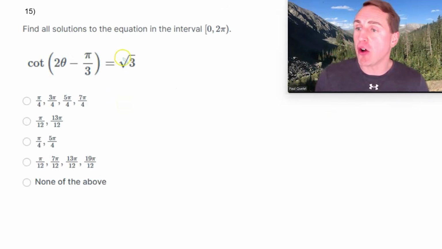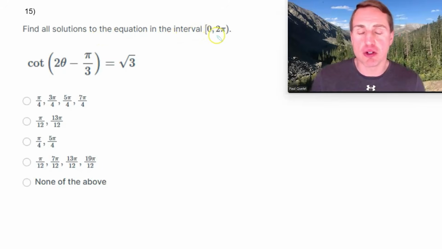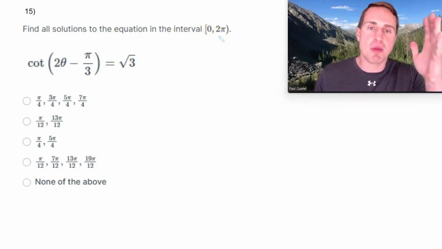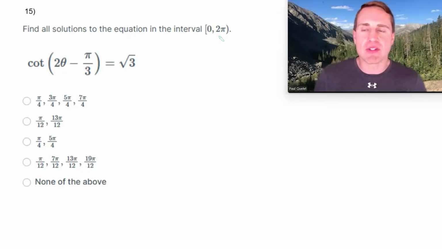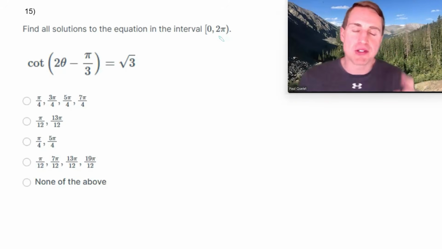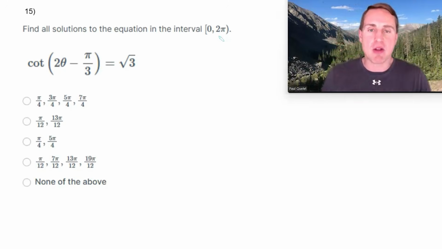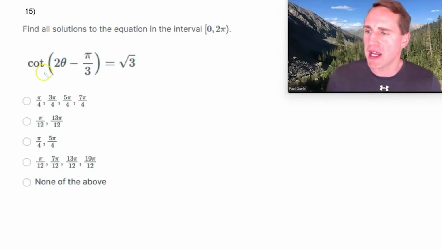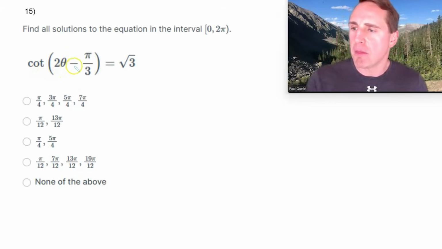Number 15, find all solutions to the equation in the interval 0 to 2 pi. Again, 0 with the bracket, 2 pi with the parenthesis, because if we get an answer of 0, we include the 0, not 2 pi, because those are coterminal angles, only angles that are positive, in other words, counterclockwise rotation in standard angle position. So we have cotangent of 2 theta minus pi over 3 equals square root of 3.